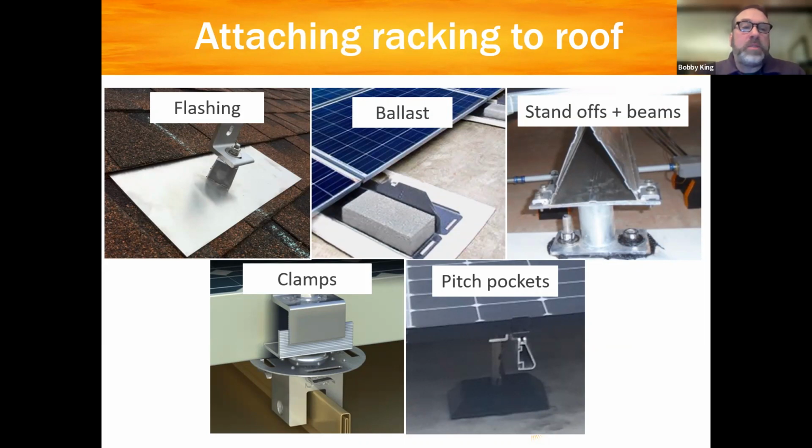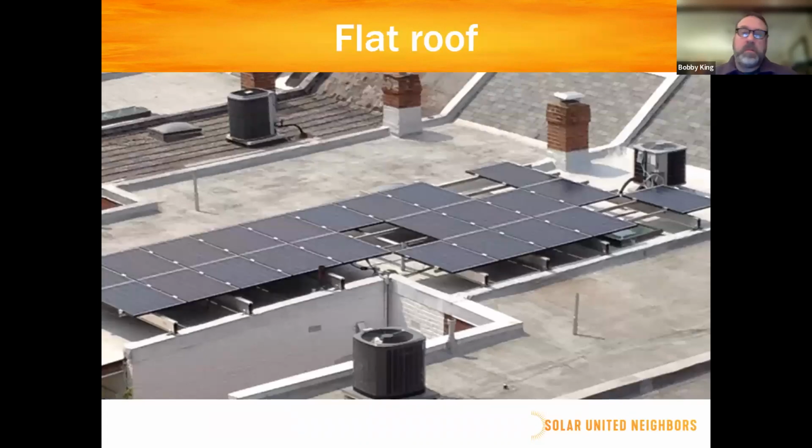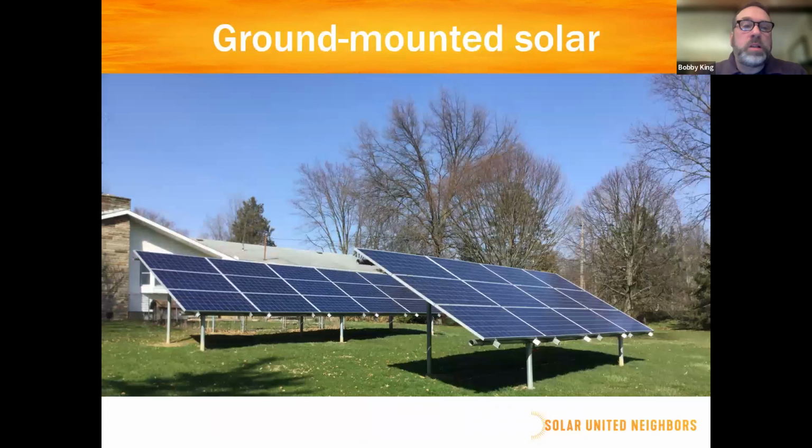On the top left, you'll see flashing for an asphalt roof. Below that, you'll see a clamp that goes on a metal seam roof. Metal seam roofs are really great for solar because there's no roof penetration at all. And then there's a ballast and two other examples. Actually, I don't know anyone who's ever used those two, but I'm sure it comes up. Yeah, you can see some panels on a flat roof going across from wall structure to wall structure.